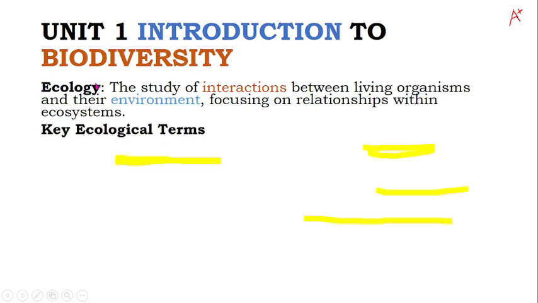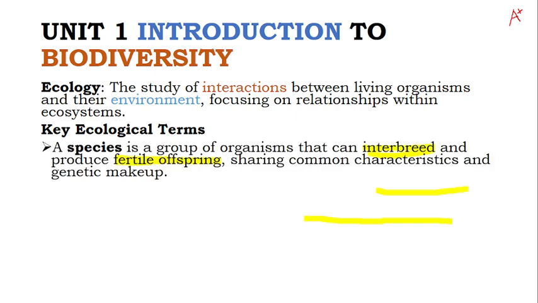So let's continue by understanding very well some very important ecological terms. Among the ecological terms, number 1, which is very important, is species. Many people understand species, but they don't know exactly what keywords to put in the definition. When we come here, a species is a group of organisms that can interbreed and produce fertile offspring. At least here you are done. You're going to get your marks. It means species are a group of organisms that can interbreed and produce fertile offspring.